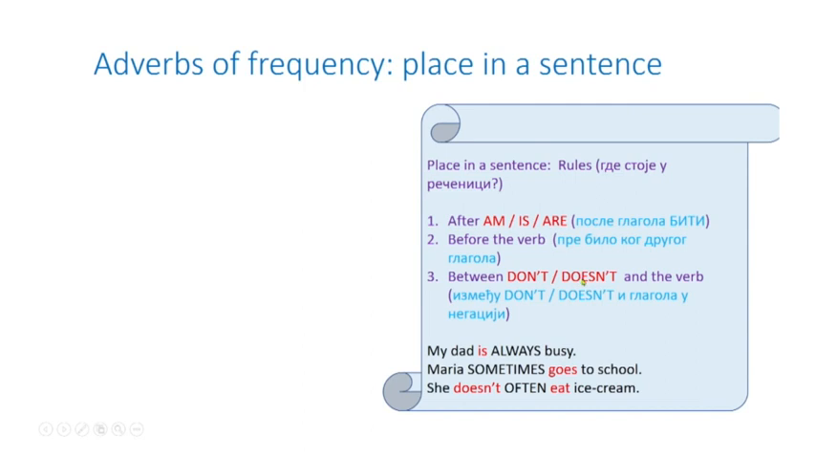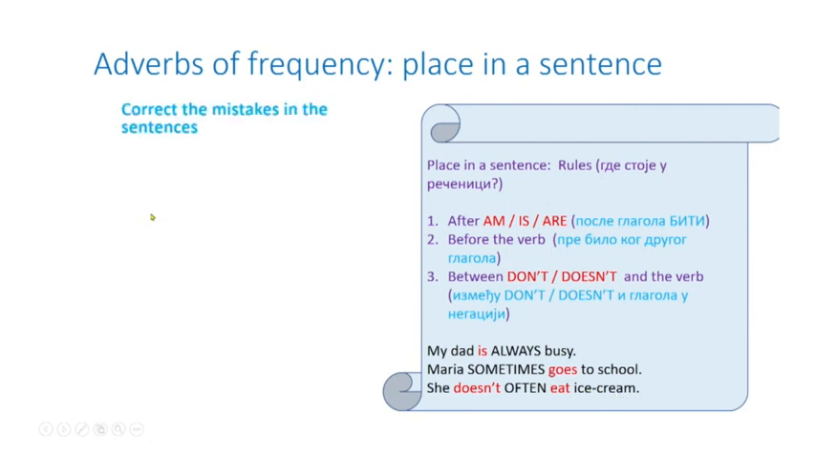Between don't or doesn't and the verb in the negative. Znači ukoliko imamo oblik za negaciju u kojem smo rekli da koristimo don't and doesn't, prilog za učestalost stoji između oblika don't ili doesn't i glagola. For example, she doesn't often eat ice cream. Ona ne jede sladoled tako često.